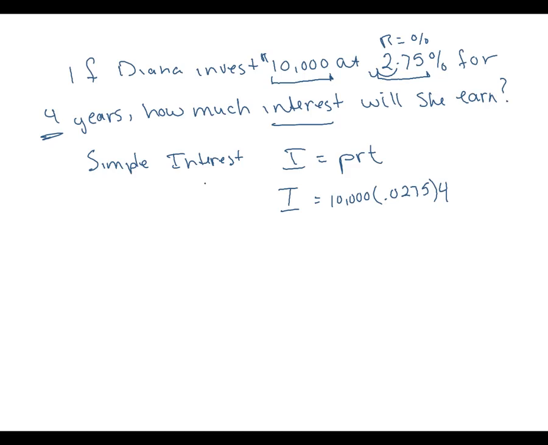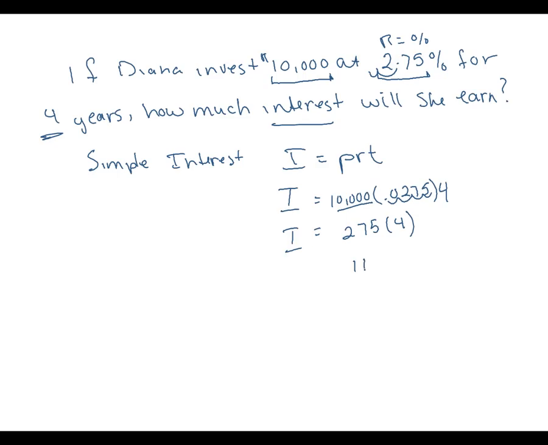Okay, where does the 4 go? That's a time. For this formula, time is always in years. So the 4 goes back there. The only thing we're missing is interest. Does that match the question? How much interest? So that's what you're looking for. So what should you do here? Multiply. What are you going to multiply first?